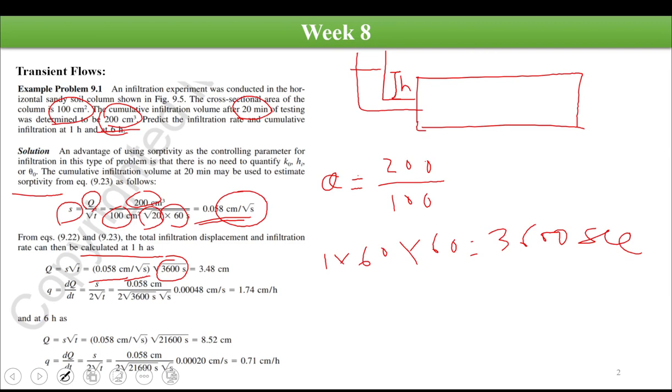If we determine the volume of the infiltration, then it will be multiplied with the area. So this much infiltration has happened in 1 hour. Similarly, for 6 hours, we can calculate the same quantity. The S will remain the same as we have assumed, and the value of T will be 6 into 60 into 60. It will be multiplied by 6 again, so it will become 21600.